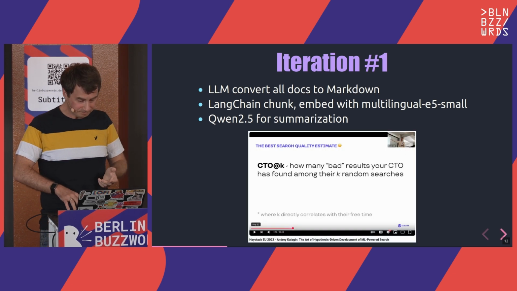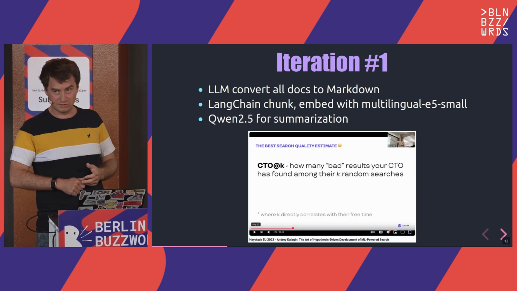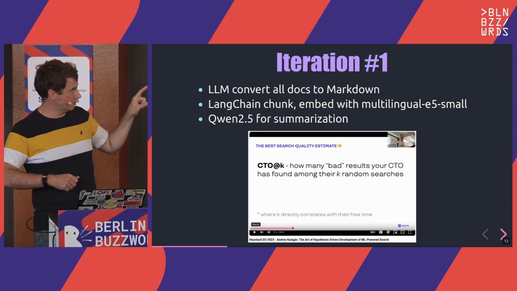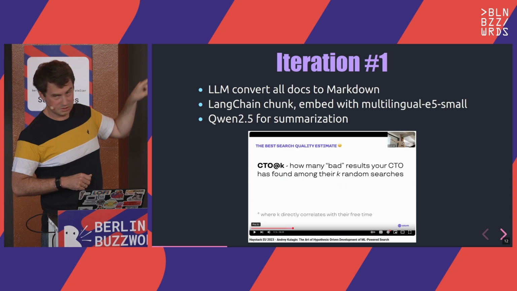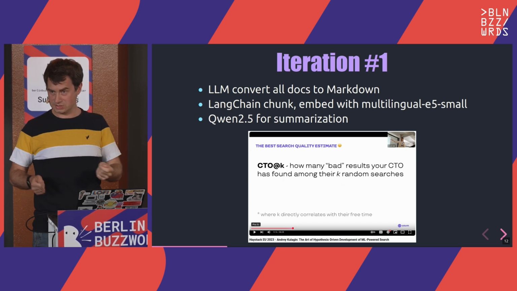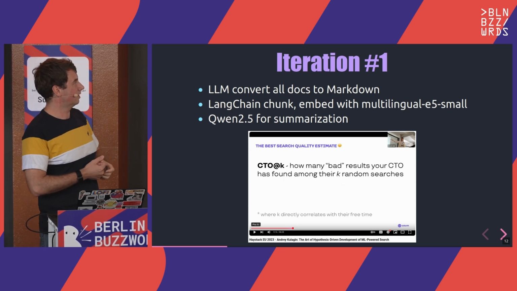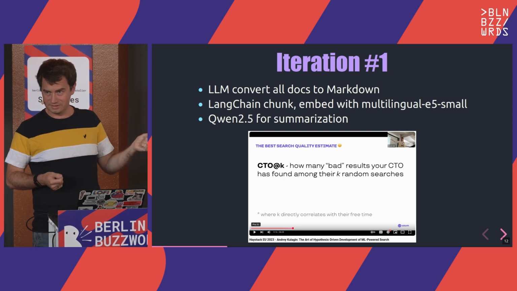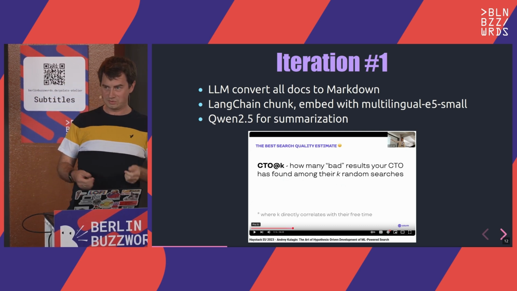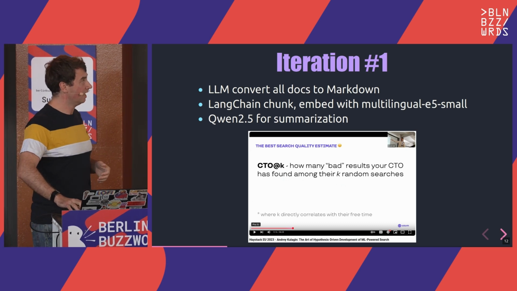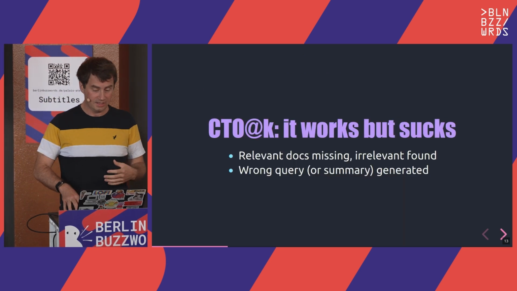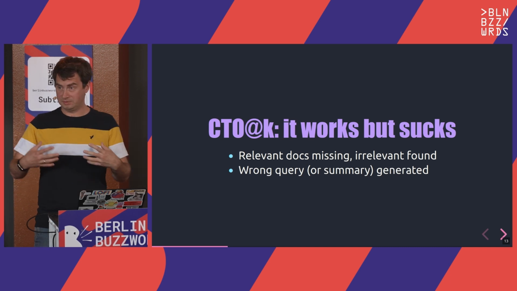A couple of years ago, at Haystack, there was an interesting metric for evaluating search, like a CTO at position K, measuring how many bad results your search finds. We actually used this metric to evaluate our first iteration, because we were very constrained by time and things we couldn't do. And formally, the system worked. So it works, but there are plenty of issues.